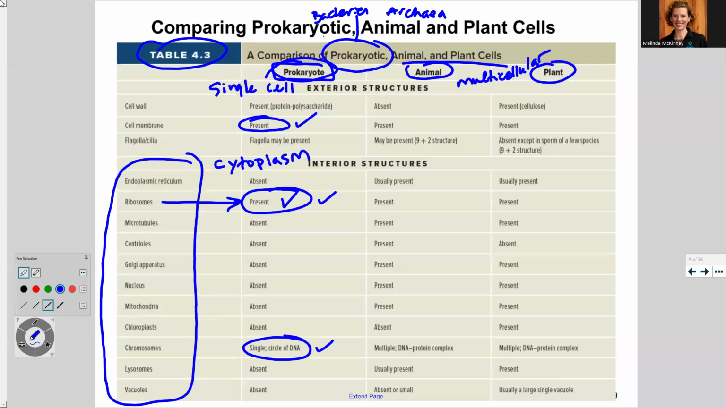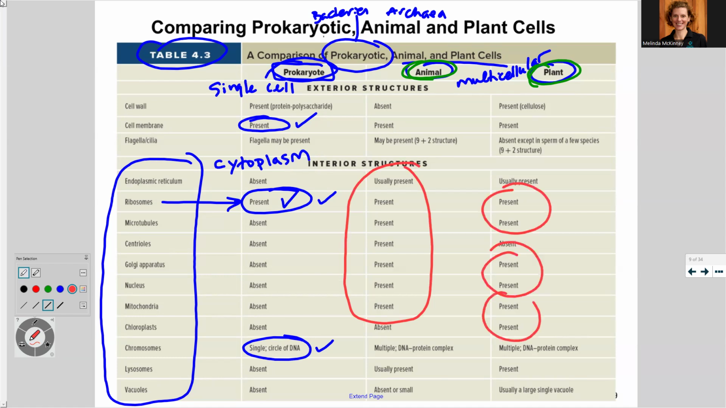Prokaryotes have only those. And then animal and plant cells, which we're going to talk about in future videos, are much more complex. They're going to have all of these other things inside of them that we'll talk about. And in general, plant and animal cells are larger, whereas the prokaryotes over here are small. All right, that's it for this video.